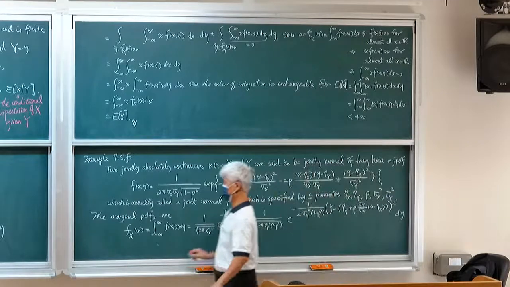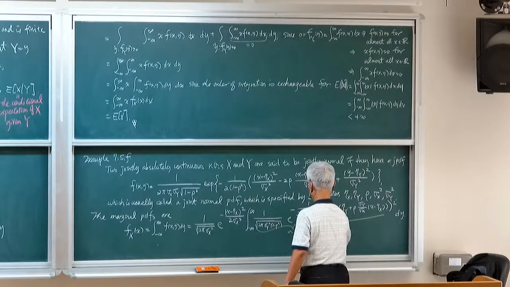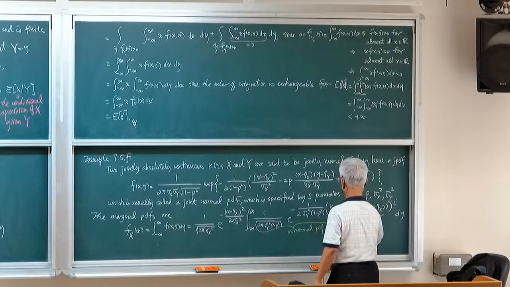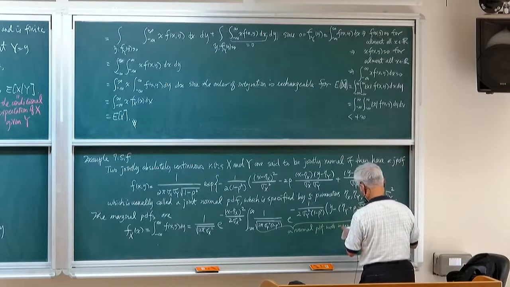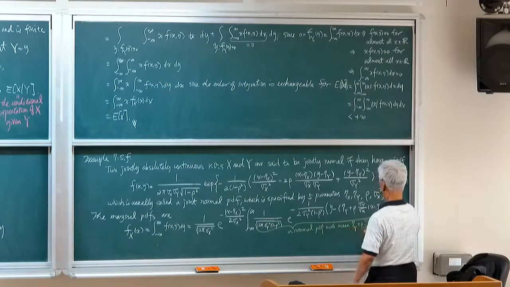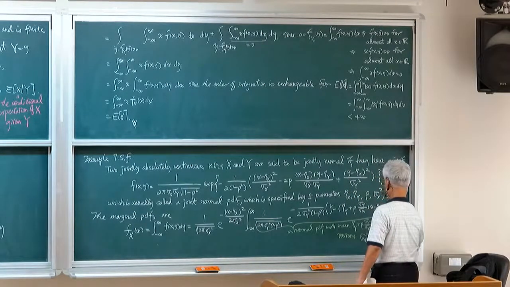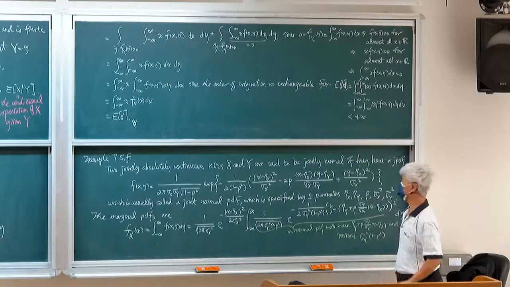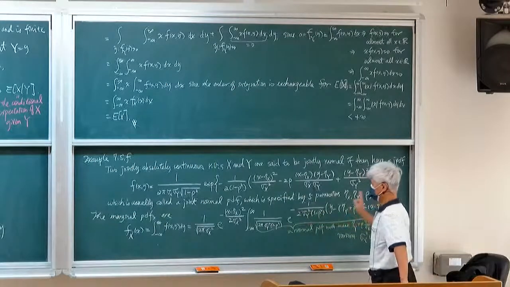Because this one is a normal PDF with mean eta y plus rho sigma y over sigma x times x minus eta x, and variance sigma y square times 1 minus rho square. So the integral is equal to 1.